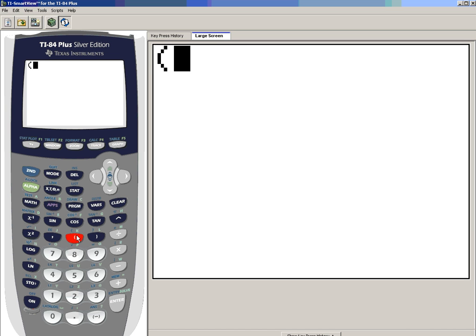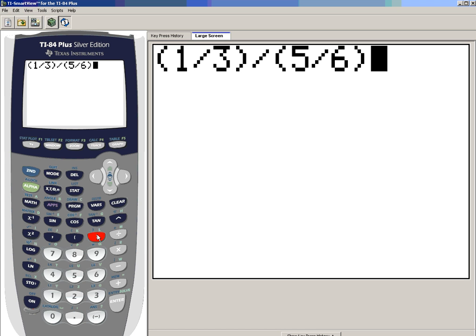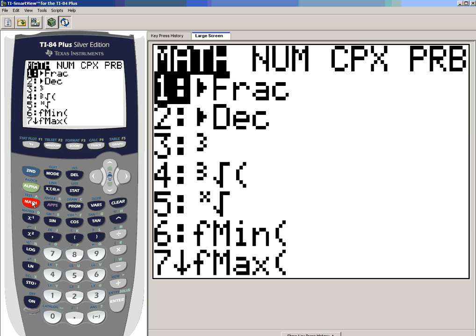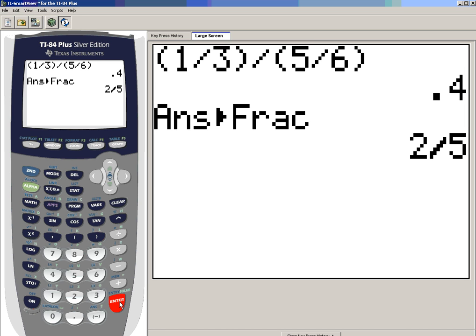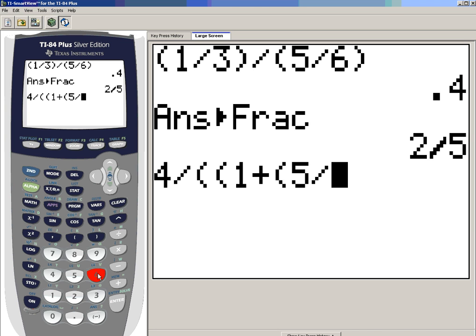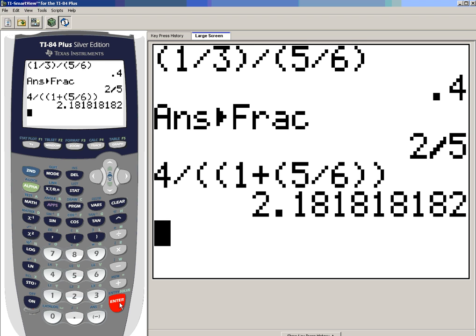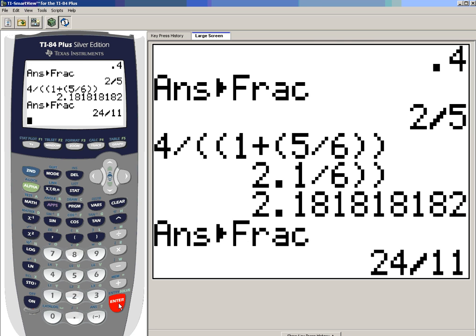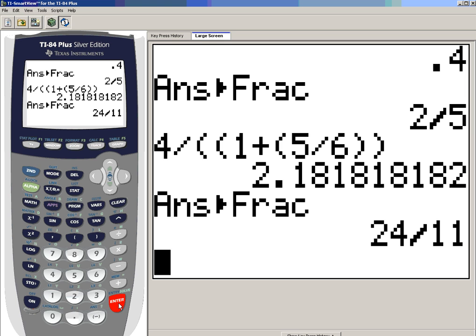Let's look at those two on the calculator. 1/3 divided by 5/6. Hit enter. Math, change to fraction. There's our fractional solution. The second one, 4 divided by. Need to again put our entire mixed number, 1 5/6, in parentheses, so that order of operations are followed properly. Hit equals, math, change to fraction, and there's our fractional answer.